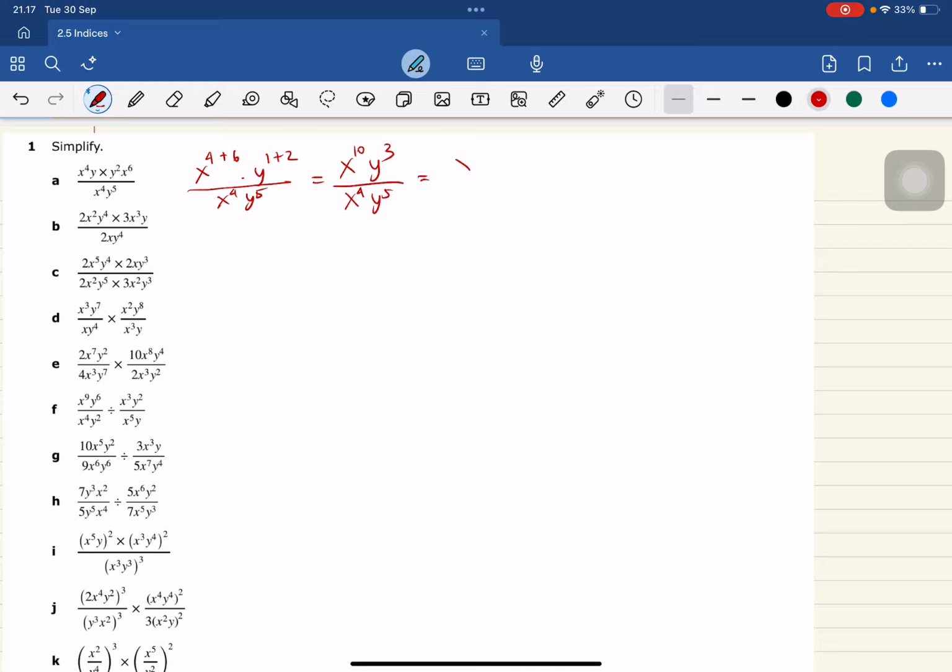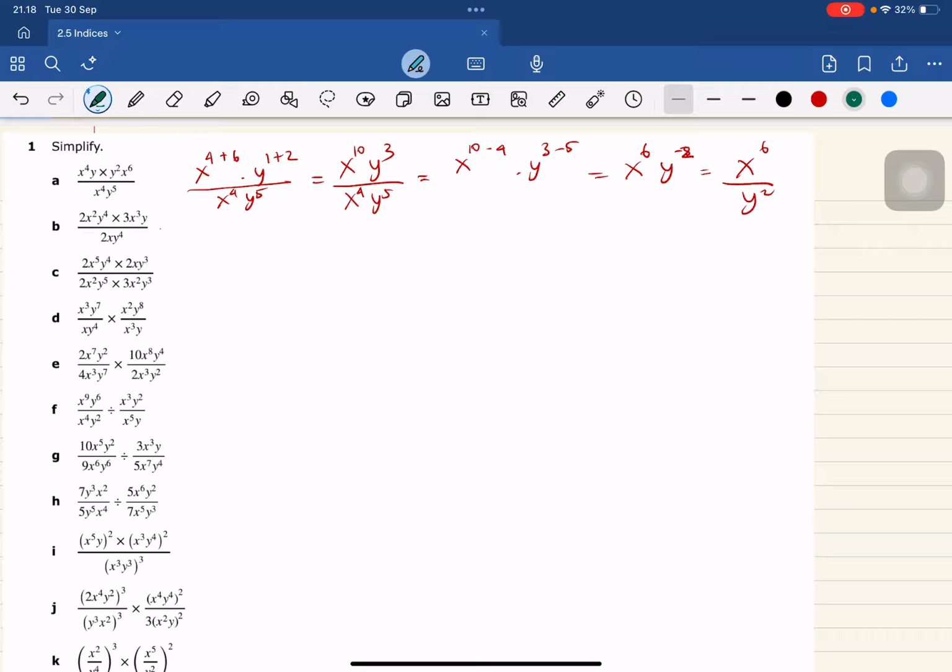So this is x power of 10 minus 4 and then y power of 3 minus 5, which is equal to x power of 6 and y power of minus 2. Minus, let us make it positive. So it's going to be a fraction: x power of 6 divided by y power of 2.